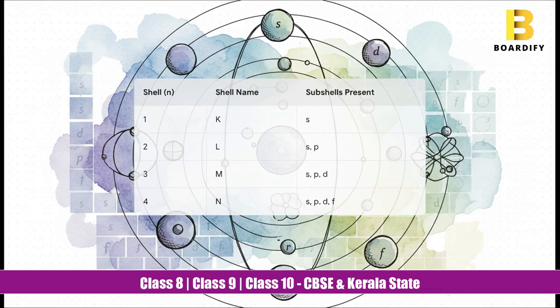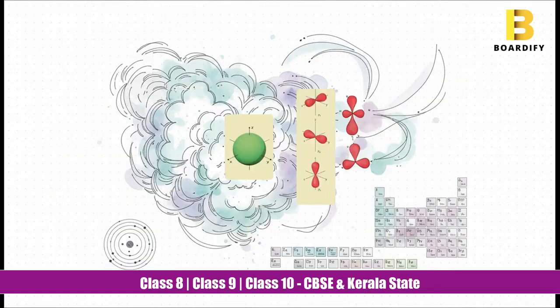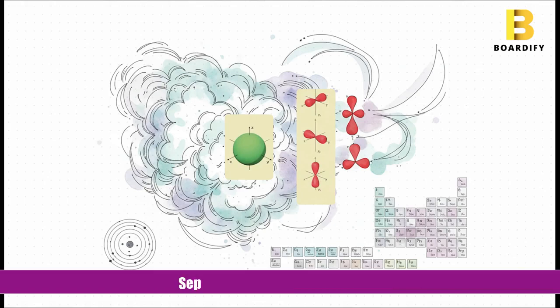Pretty neat. Now, these subshells are made up of things called orbitals, which are just the specific 3D spaces where you're most likely to find an electron. And as you can see, they have very different shapes. The S orbital is a nice simple sphere, but the P orbitals are shaped more like dumbbells.